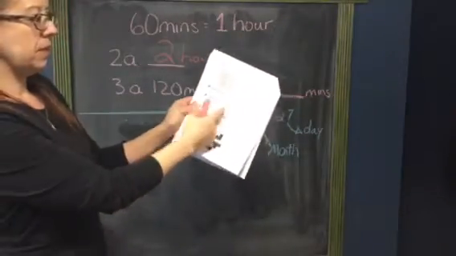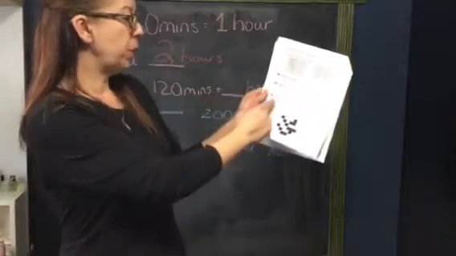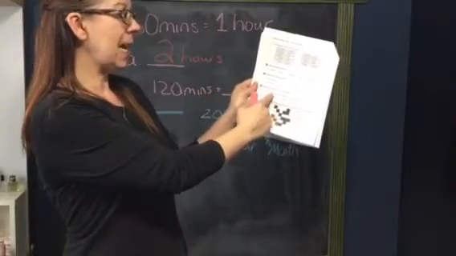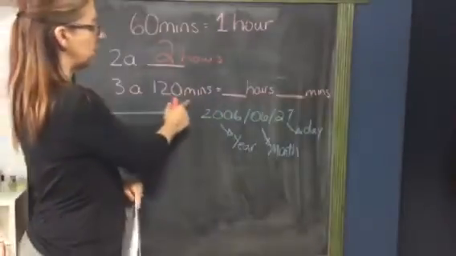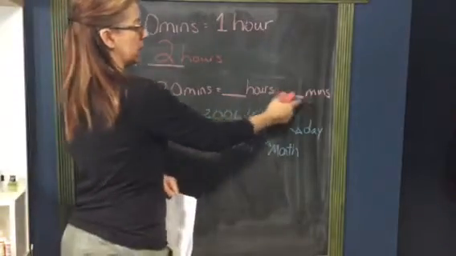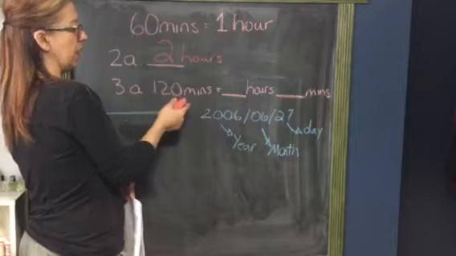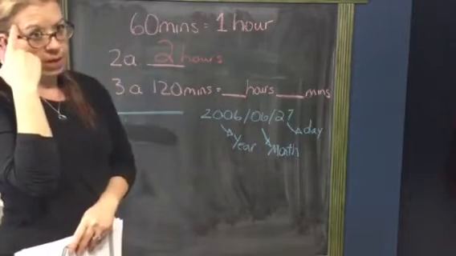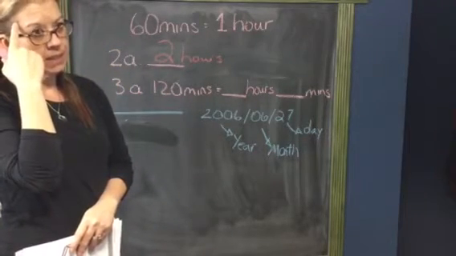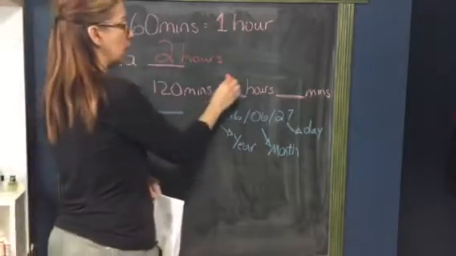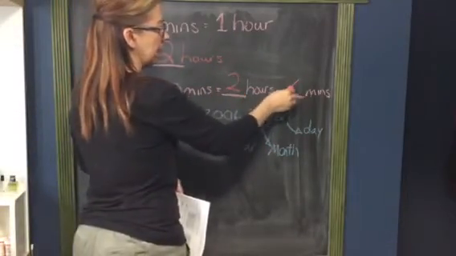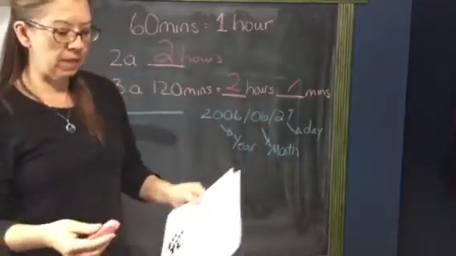Question 3A, the rest of question number 2 are the same. Question 3A, write these minutes as hours and minutes. So 120 minutes is how many hours and how many minutes? Well, I know that 60 minutes is 1 hour. 60 and 60 is 120, so 2 hours. There would be nothing left over. There's no extra minutes on that one.